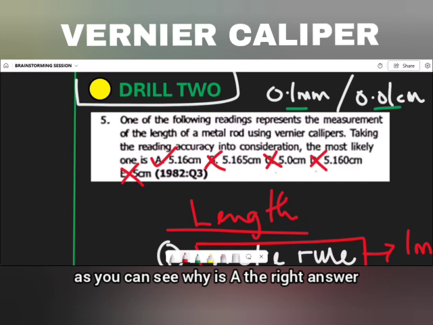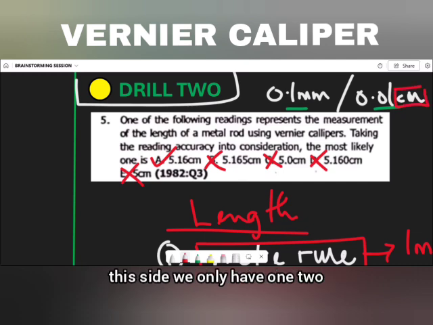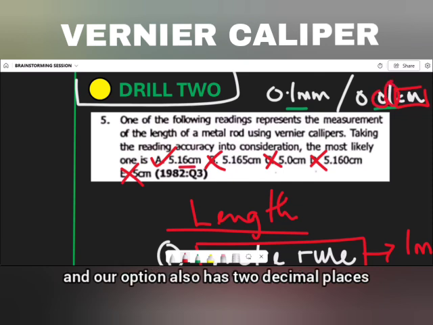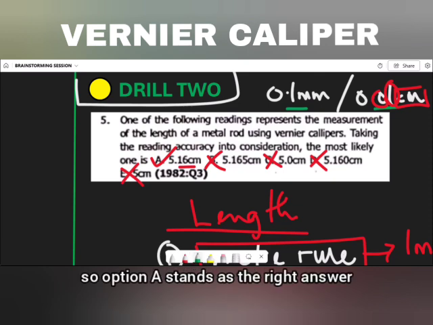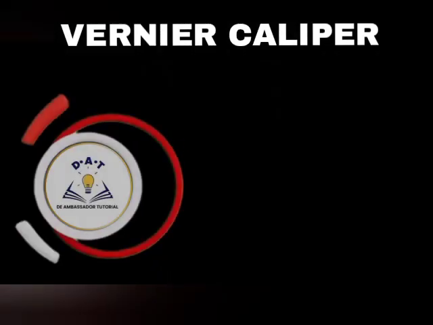As you can see, why is A the right answer? Because if you look at our centimeter at this side, we only have 1, 2, and our option also has 2 decimal places. That's why it's the right answer. So option A stands as the right answer.